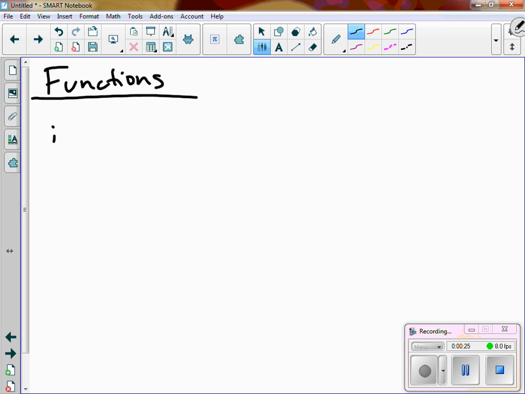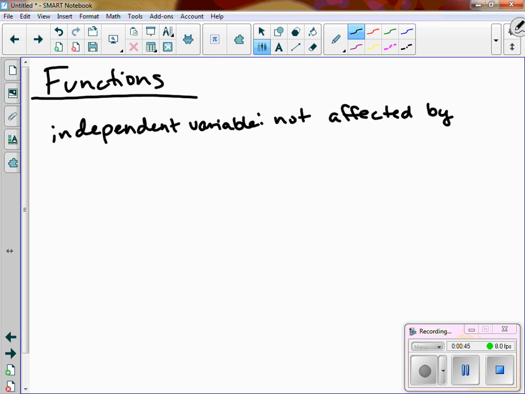So remember that an independent variable, this variable is not affected by anything else. So for instance, time. Time is going to keep going on and on and on forever, regardless of what happens. It doesn't matter if the world happened to stop, time would still keep going on.